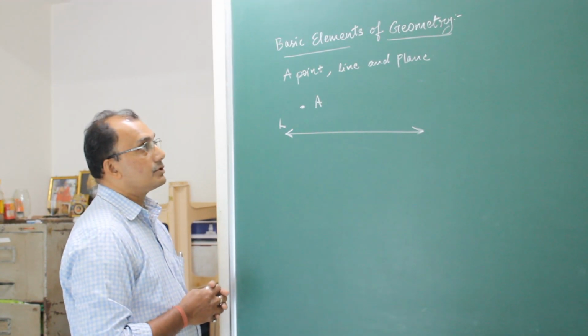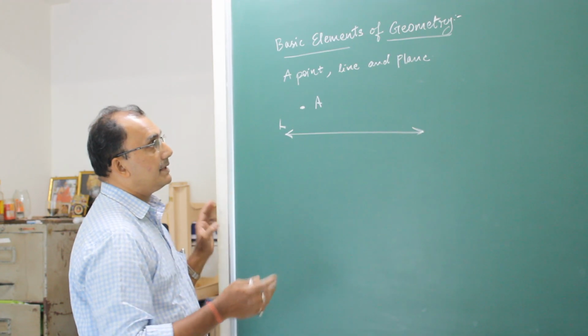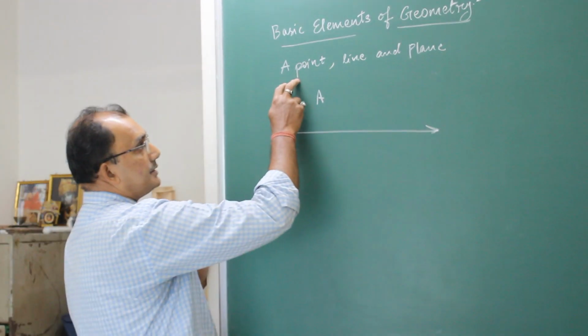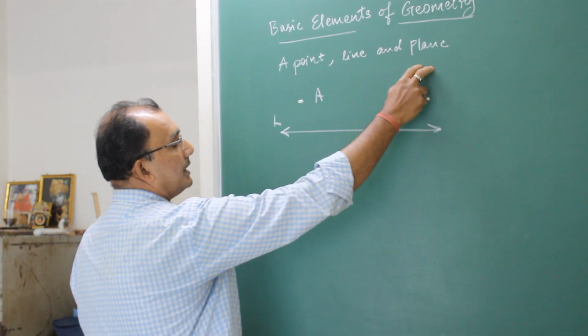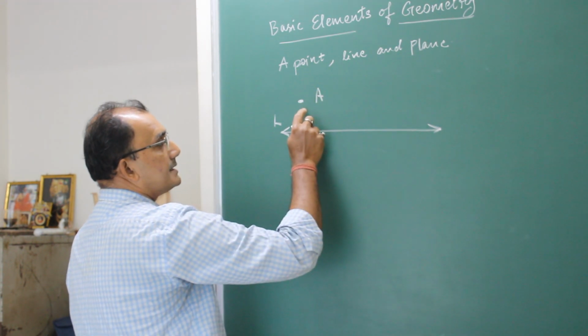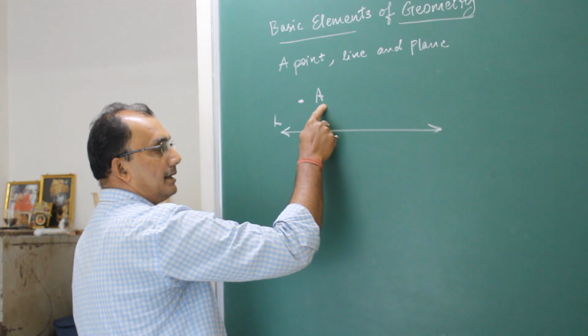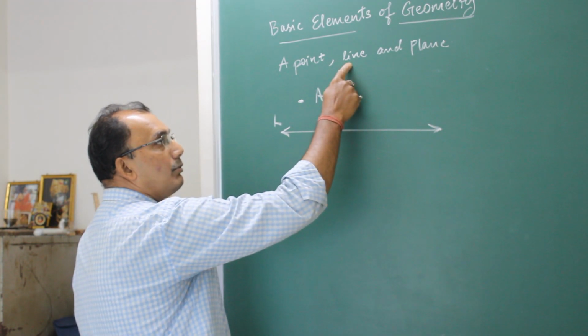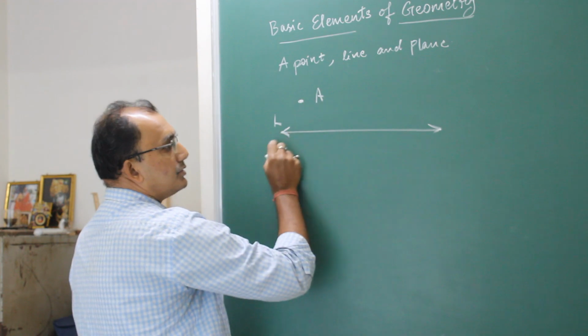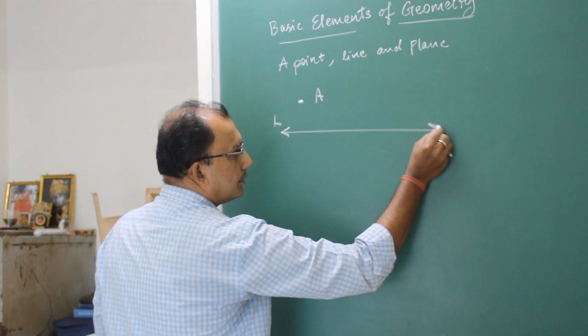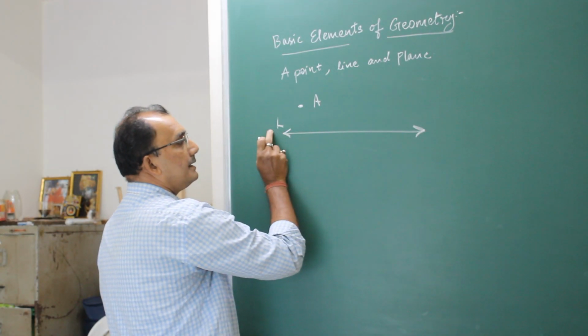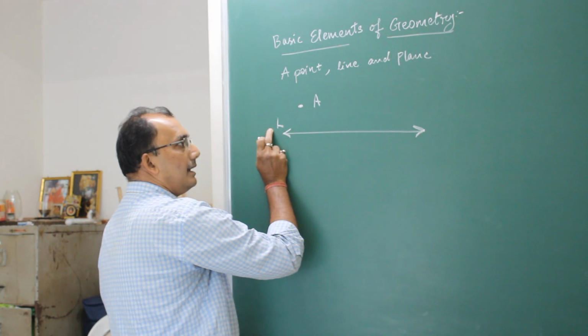The basic elements of geometry. There are three basic elements in geometry: a point, a line, and a plane. A point is represented by a dot, and we write a capital letter A. Same as, when we want a line to be drawn, we draw a straight line with arrow marks on both the ends, and we name it by the letter L.